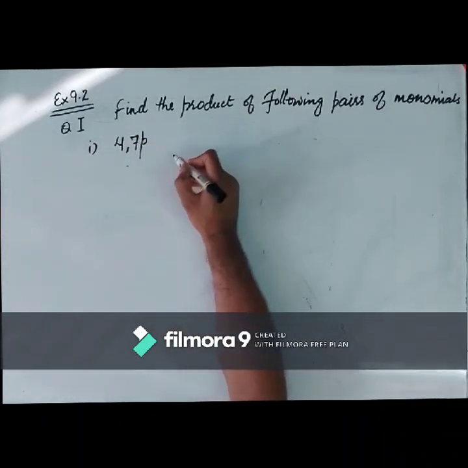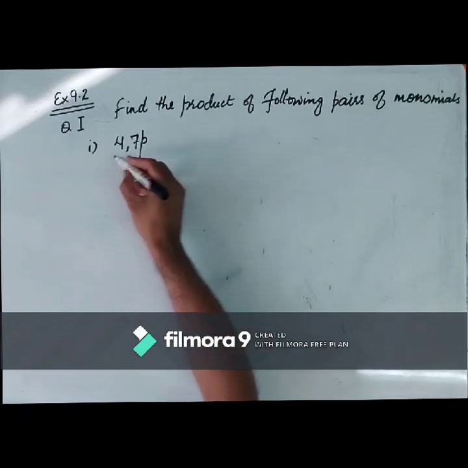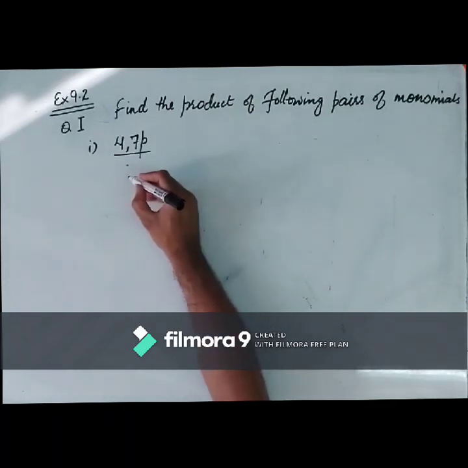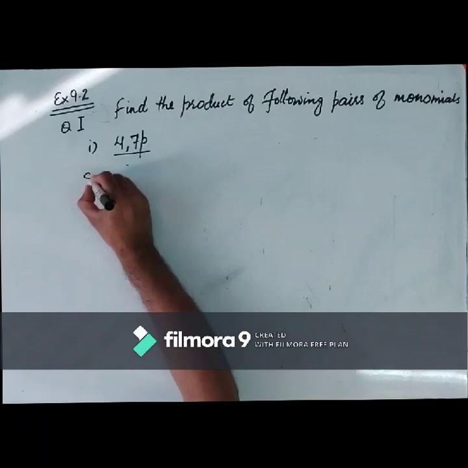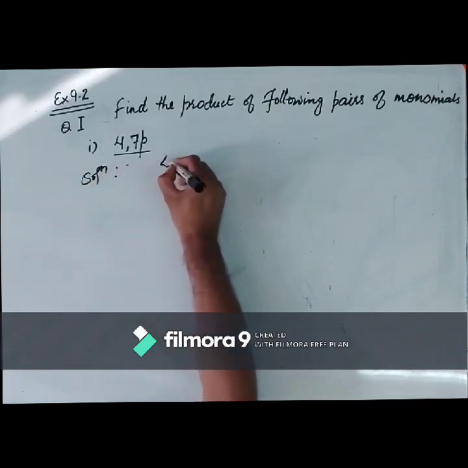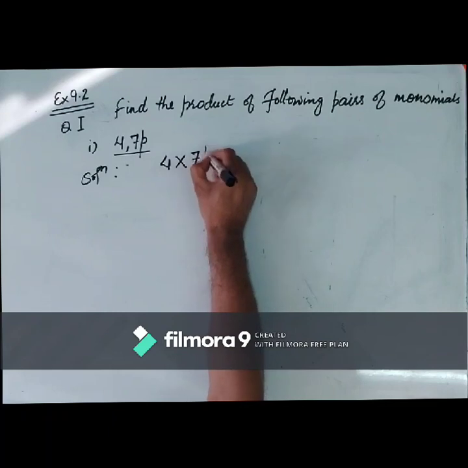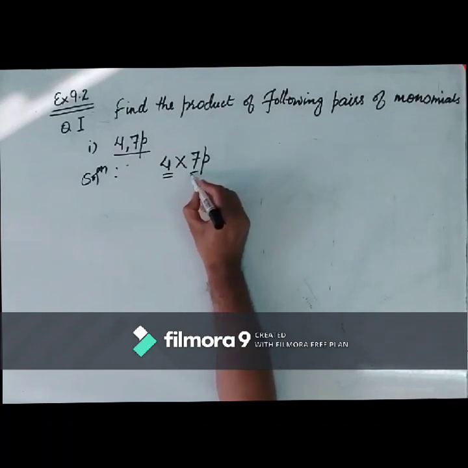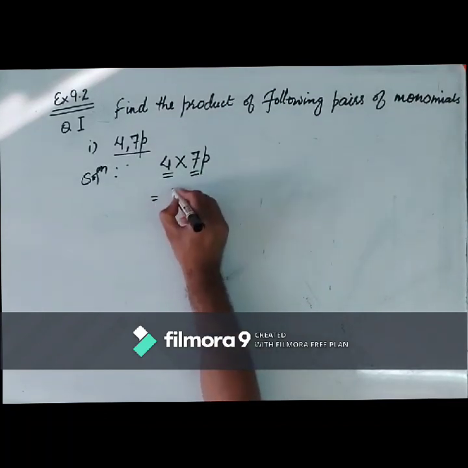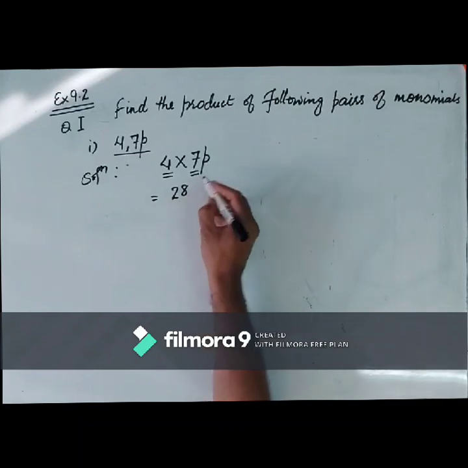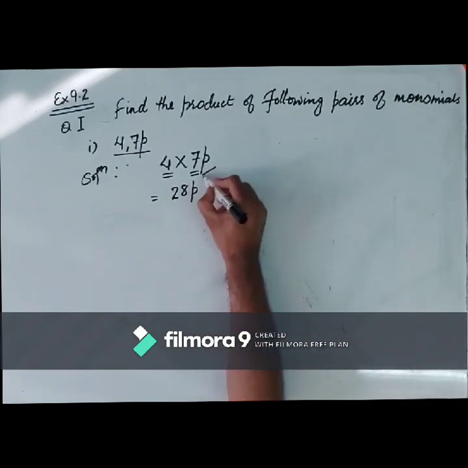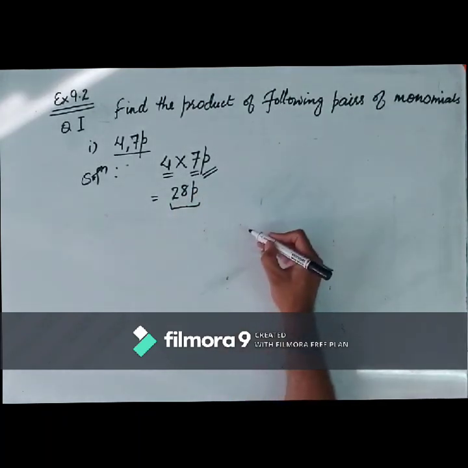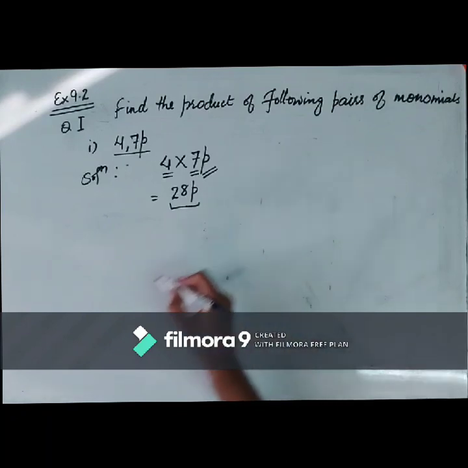Exercise 9.2 says find the product of the following pairs of monomials. First question is 4 and 7p. So how do we do this? Solution: we have 4 to be multiplied by 7p. So remember one thing, this 4 can directly be multiplied with 7 and will give you 28, and p is to be written with the product of the numbers.